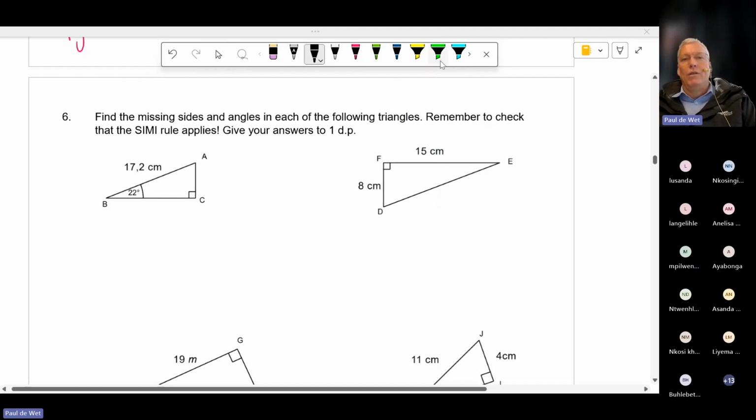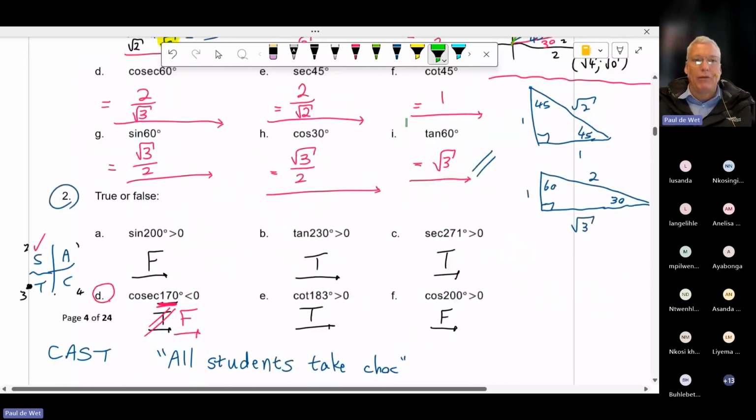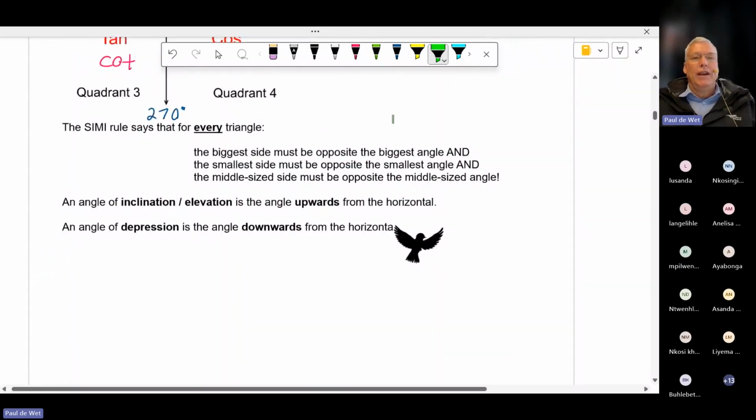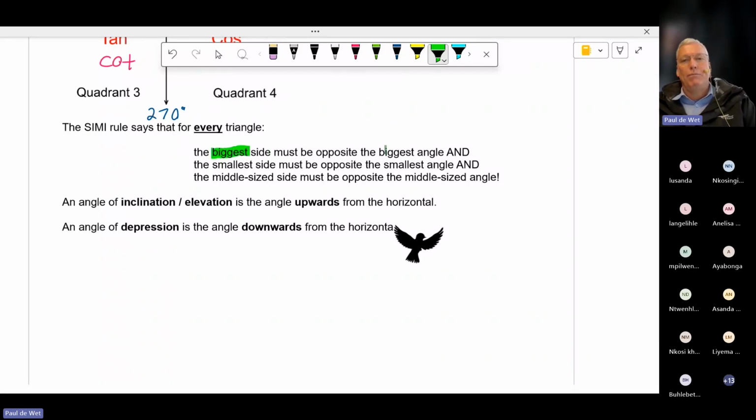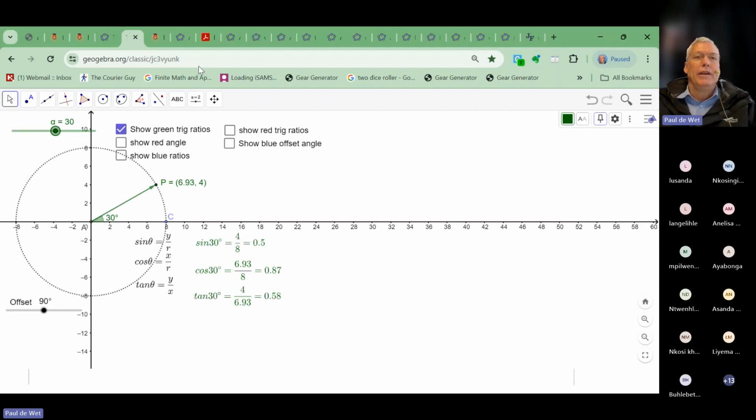Now, before we solve some triangles, I want to tell you about the sine rule. Now, what the sine rule says, I'm going to just quickly show you, and you don't need to go there. It says that when we've got a triangle, the biggest side must be opposite the biggest angle. It says that the smallest side must be opposite the smallest angle. And it says that the middle-sized side must be opposite the middle-sized angle.